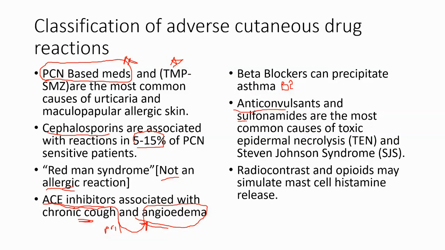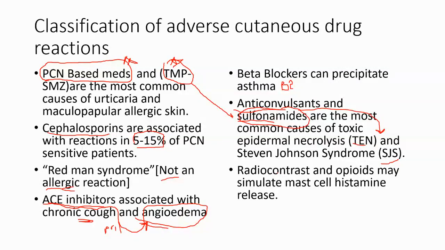Anticonvulsants and any medications with sulfa in them, sulfonamides like Bactrim, a sulfa antibiotic, are the most common causes of toxic epidermal necrolysis, which we call TEN, and Stevens-Johnson syndrome. Okay, this is the most common antibiotic that can cause this truly deadly reaction, which I'm going to talk about in a minute. So that's important to know.